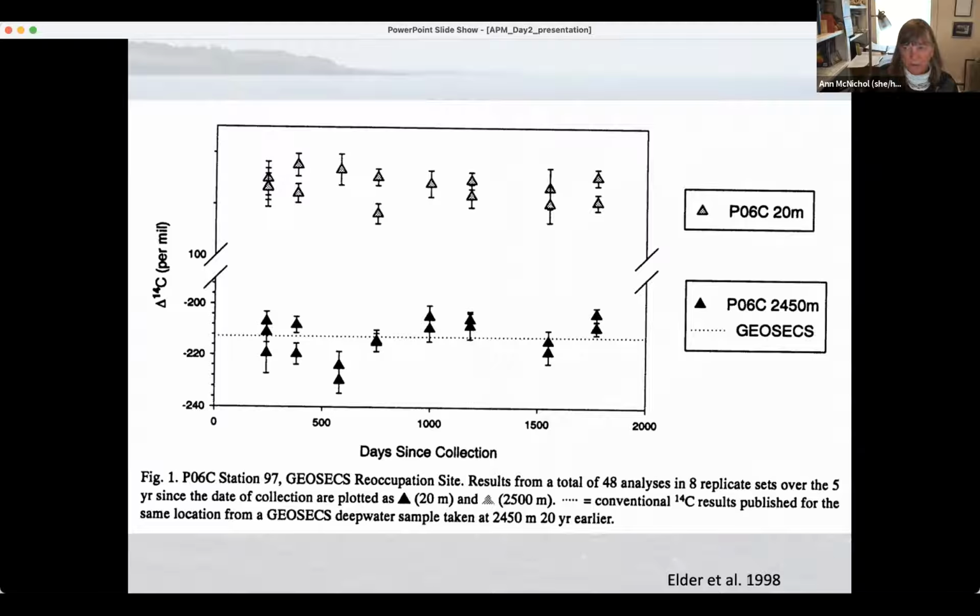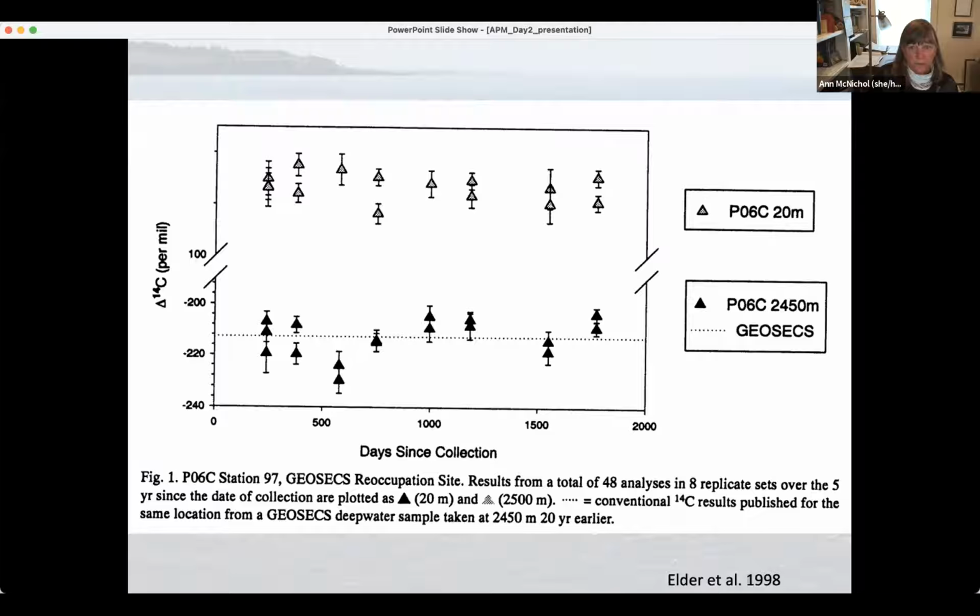The concept of how long you can store a sample was also right at the forefront of NOSAMS, because samples were being collected before the accelerator had been delivered to the laboratory. So during the cruise P6C, which is along 30 degrees south in the Pacific Ocean, at one station, 48 samples were collected. It was also a GEOSECS reoccupation site. And they were analyzed in replicate sets over 5 years from the date of collection.